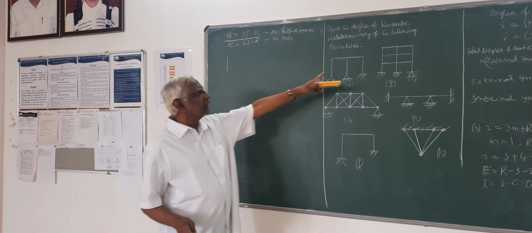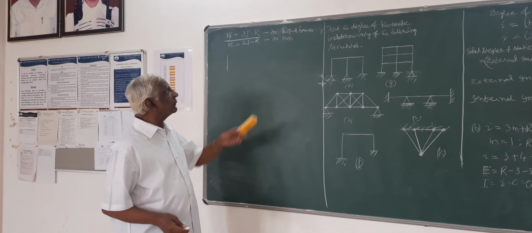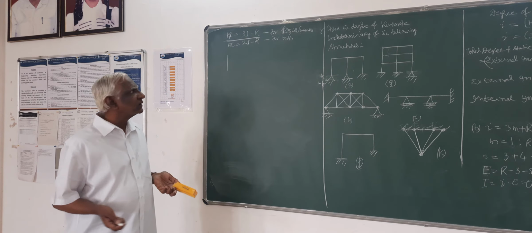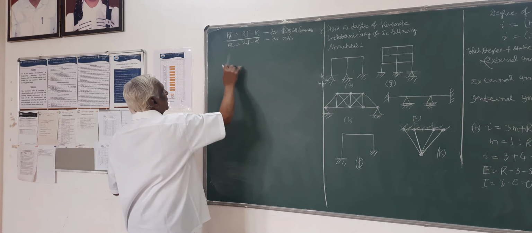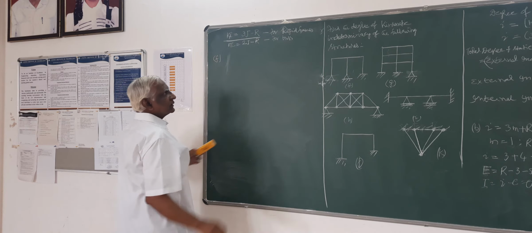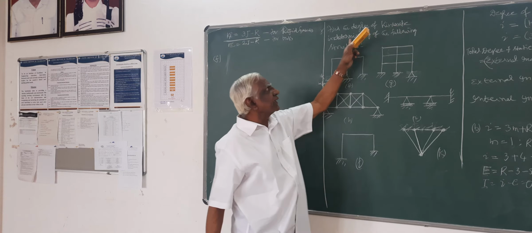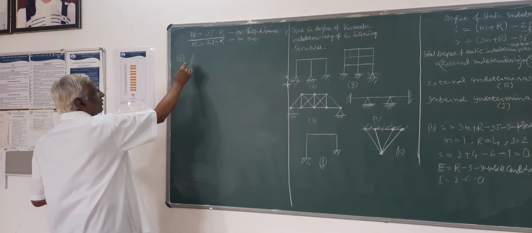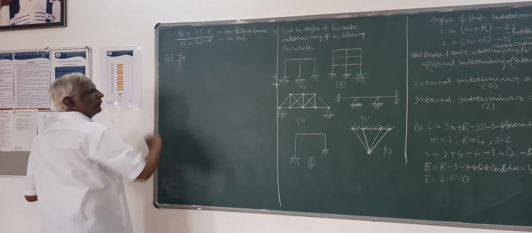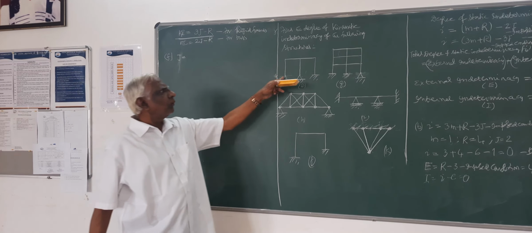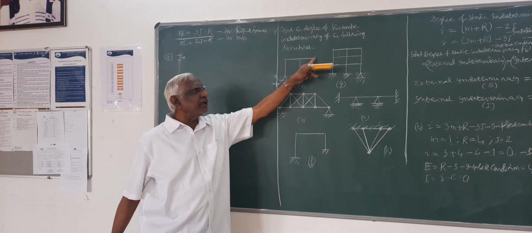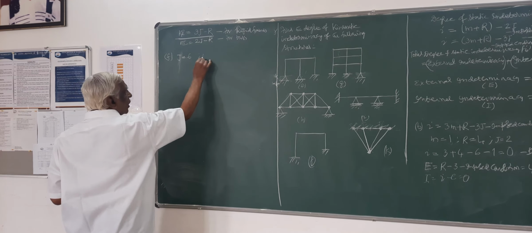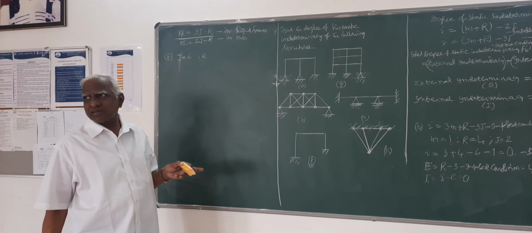So here we have to count the number of joints and the number of support reactions. Since we have to find the degree of kinematic indeterminacy, count the number of joints. How many joints are there? 1, 2, 3, 4, 5, 6. 6 joints.